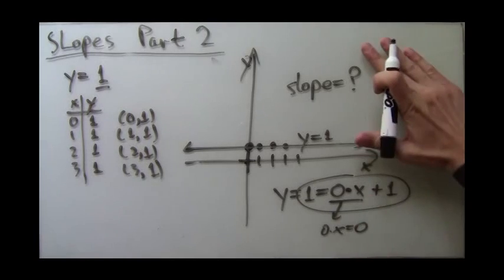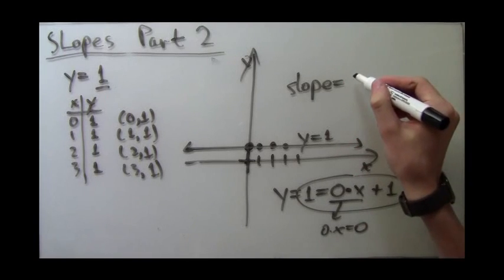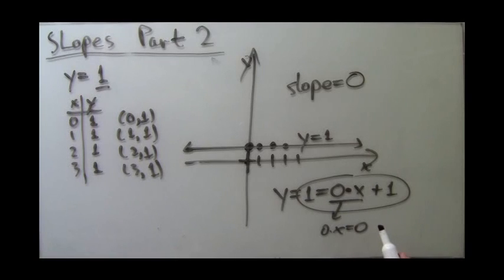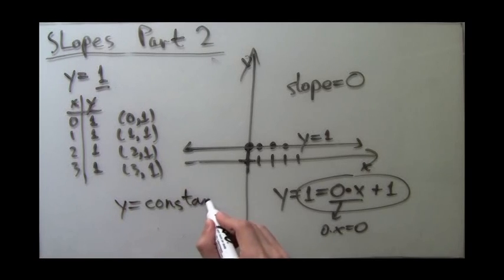So that answers the question about the horizontal line. What you should always remember is that if y is equal to a constant, for example 1 or 2 or 1.5, that also means that the slope of this line will be 0.